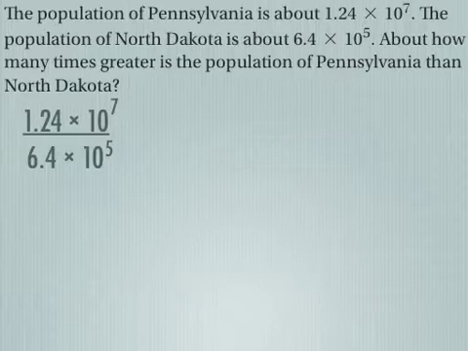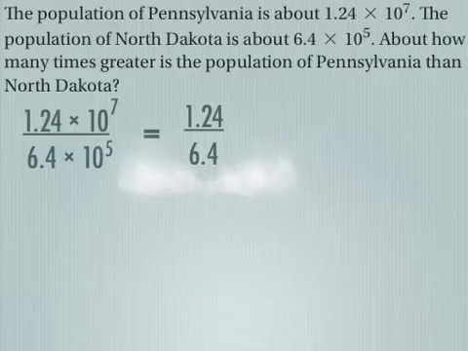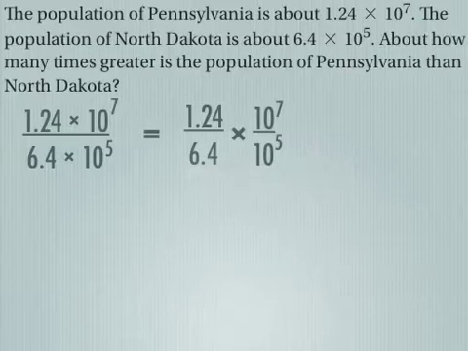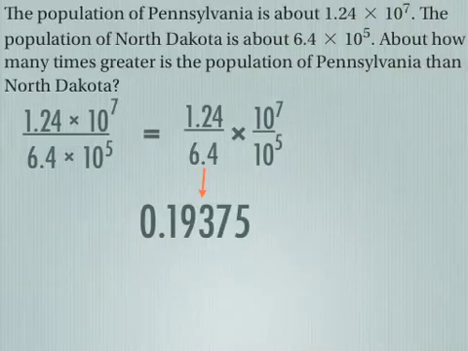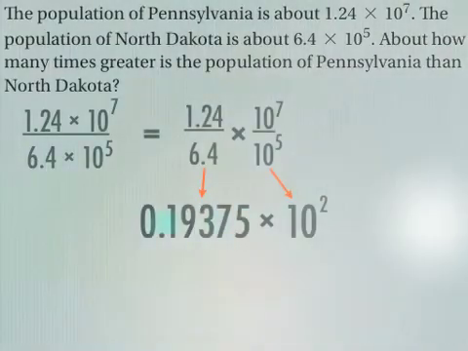To divide numbers in scientific notation, we're going to divide our first numbers, in this case 1.24 divided by 6.4, and then we're going to use the exponent rules to combine our 10 to a powers, which in this case would be 10 to the 7th and 10 to the 5th. So breaking this up, I would have 1.24 divided by 6.4, and then I would multiply that by 10 to the 7th divided by 10 to the 5th. Well, 1.24 divided by 6.4 is 0.19375. And then using my exponent rules, I would multiply by 10 to the 7 minus 5, which is 2.